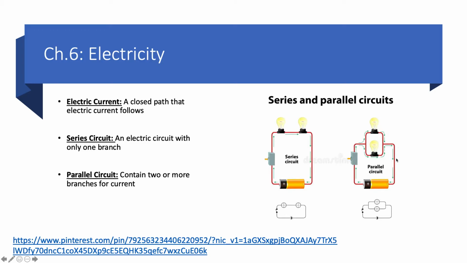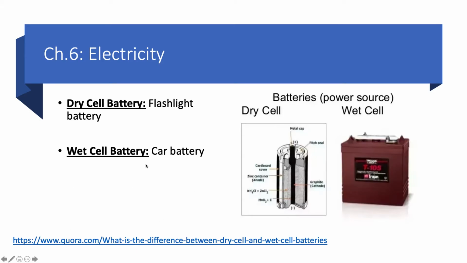Then you have something called a parallel circuit, which is when you have two or more branches for a current. You could have a switch for each one so that if one is on, the other one doesn't have to be, or vice versa. We also talked about the dry cell battery and the wet cell battery. A dry cell battery is the kind you have in a flashlight or your TV remote, and a wet cell battery is a car battery, obviously a lot more intense than a dry cell battery.